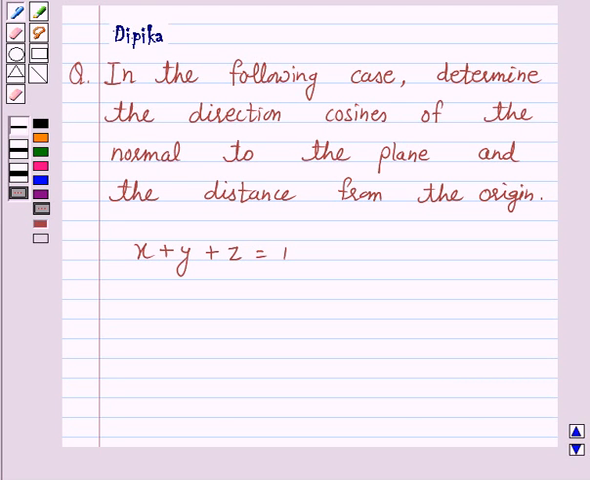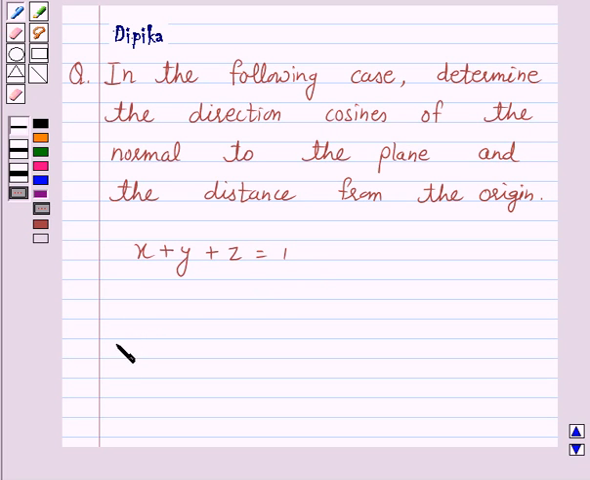I am Deepika here. Let's discuss a question which says, in the following case, determine the direction cosines of the normal to the plane and the distance from the origin. x + y + z = 1.